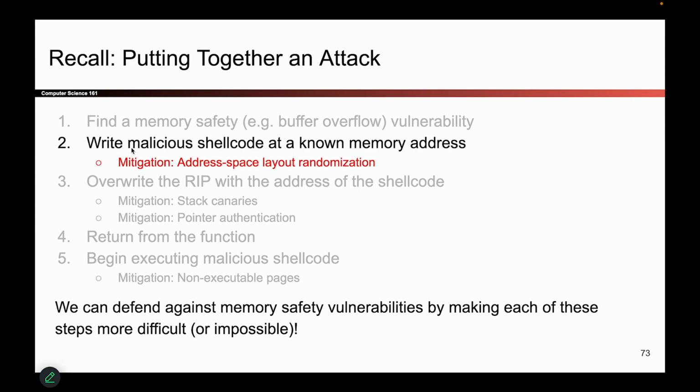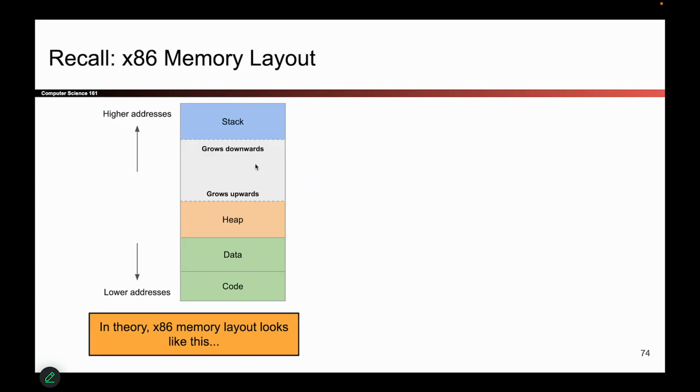And now, in the final mitigation we'll see, we're going to target step 2, where the attacker writes the shellcode somewhere that they know so that they can use that same address to overwrite the RIP. So this is the last defense that we're going to see. It's called ASLR. So to motivate ASLR, let's take a look at this picture.